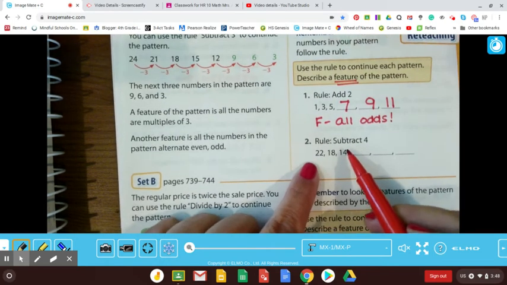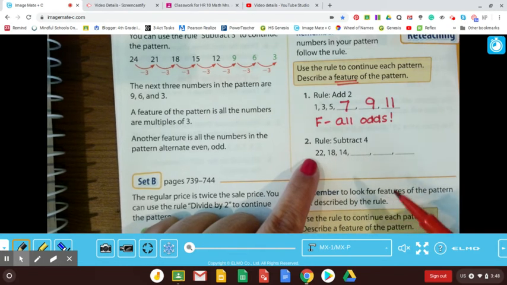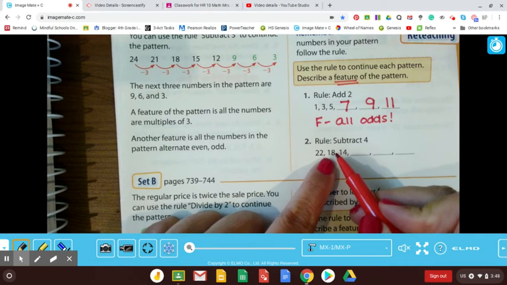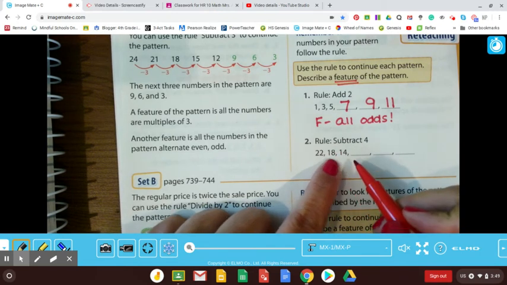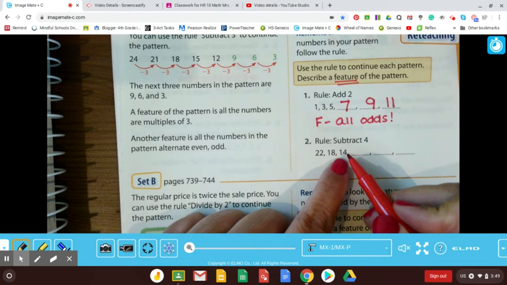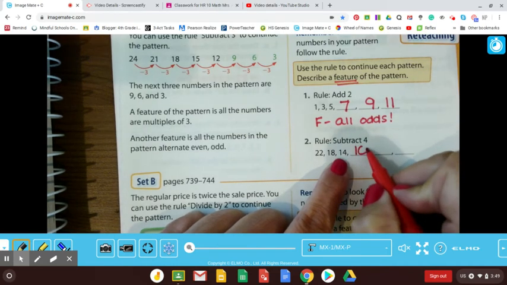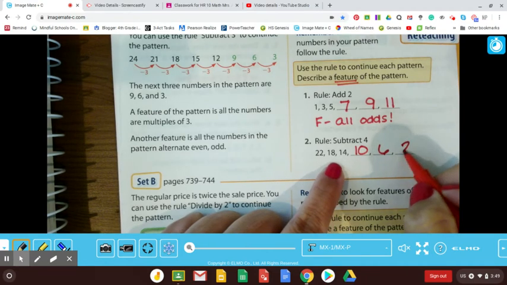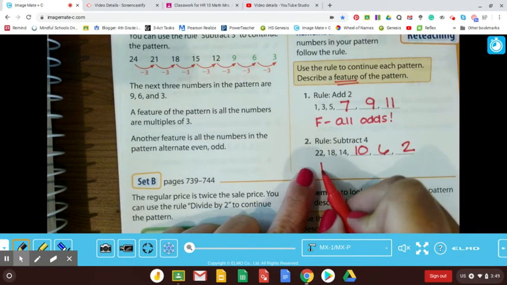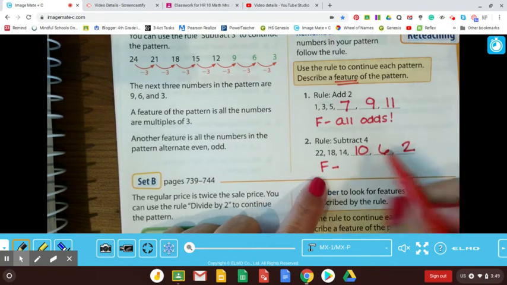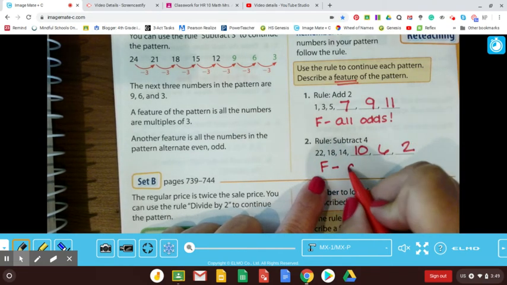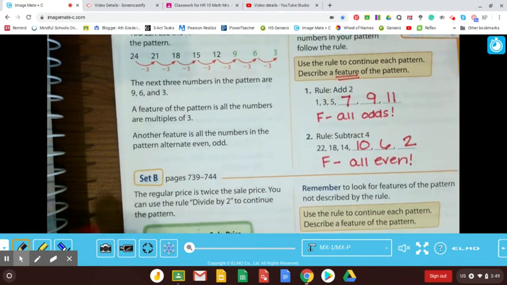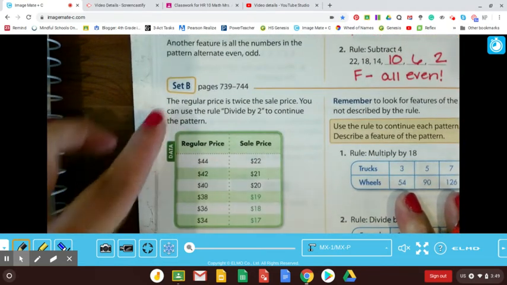Okay, let's try another one. This rule is subtract 4. So 22 minus 4 is 18. 18 minus 4 is 14. 14 minus 4 would be 10. 10 minus 4 is 6. And 6 minus 4 is 2. And one of the features that I happen to notice is that all of these numbers are even. All even.